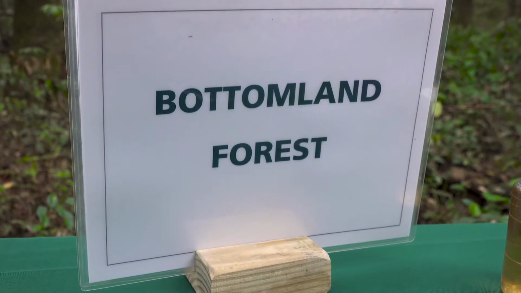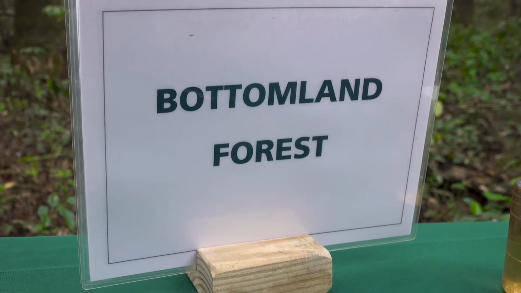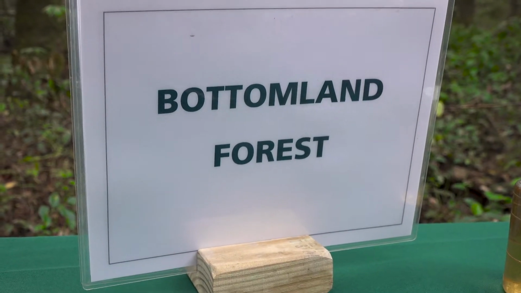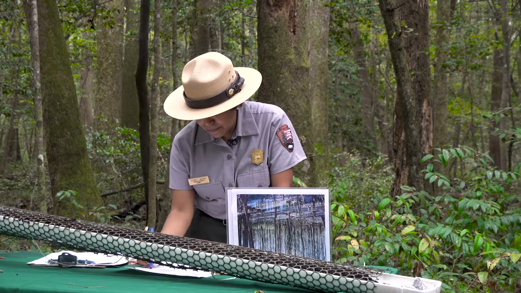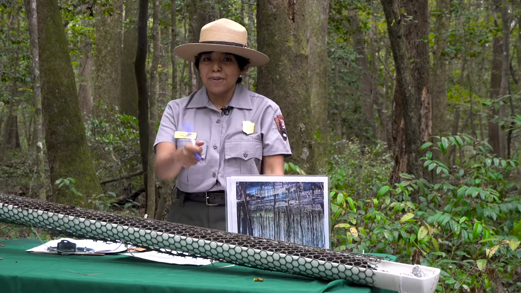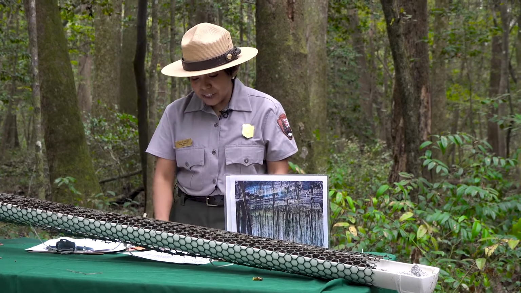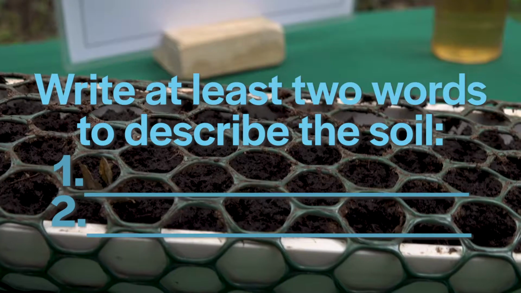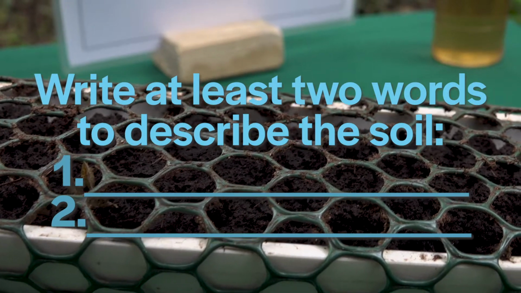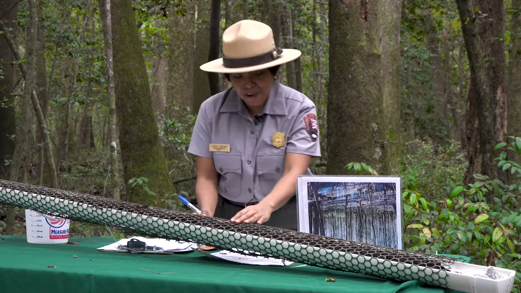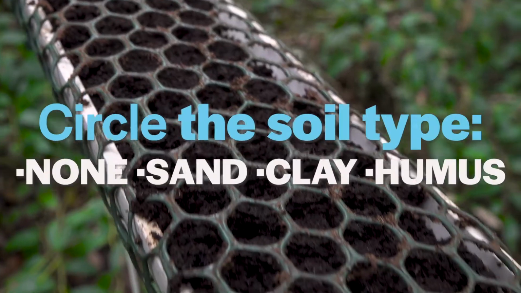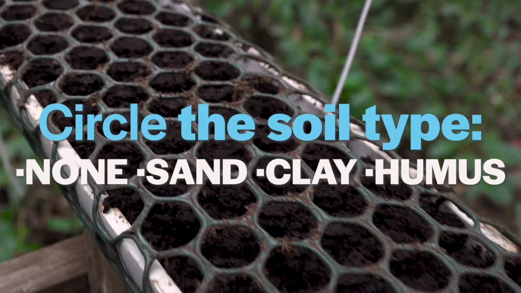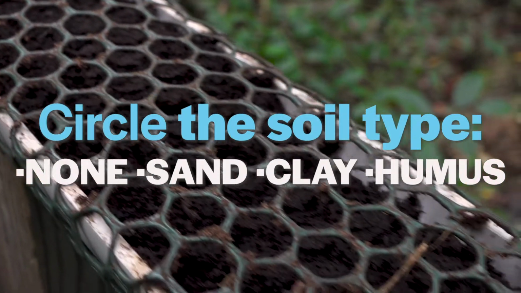So the first question is, circle the flume name. So we talked about the flume name at the beginning. So I'm going to circle, and you circle on your data sheet. Write at least two descriptions of the soil. Think about how you would describe it, and I will write it down. What type of soil is this? So circle what you think.